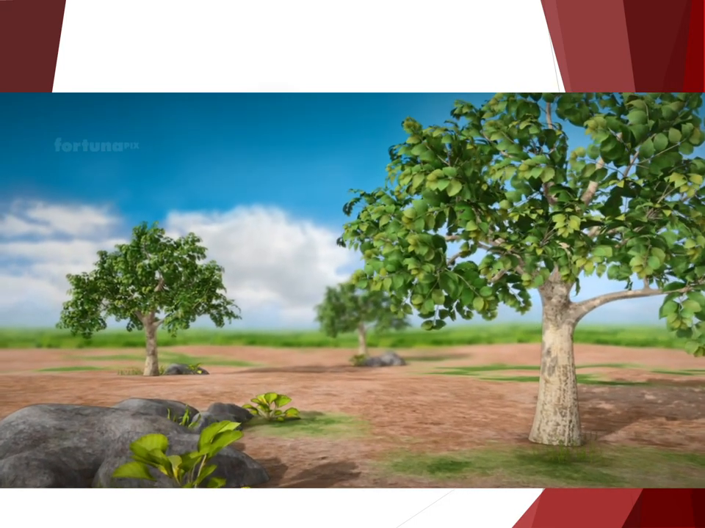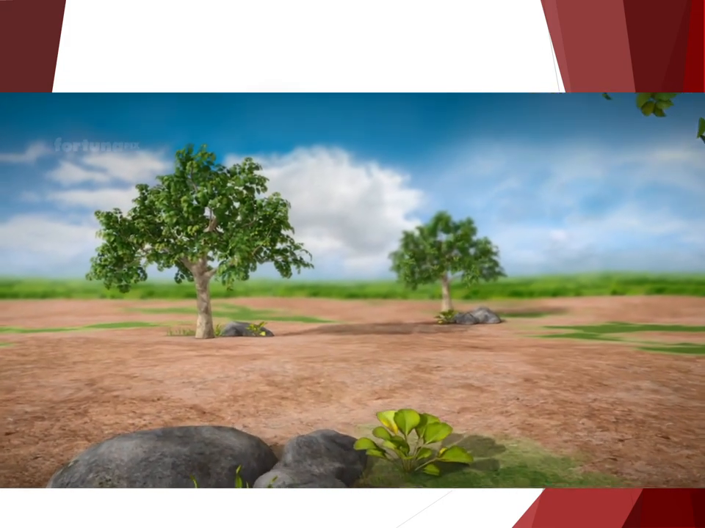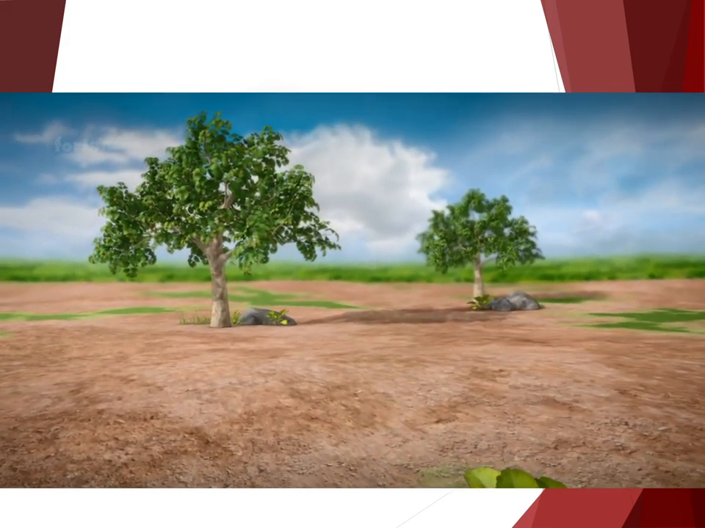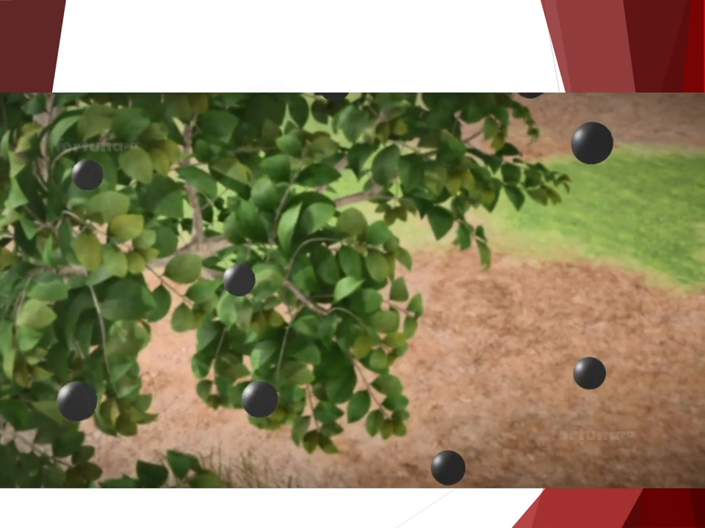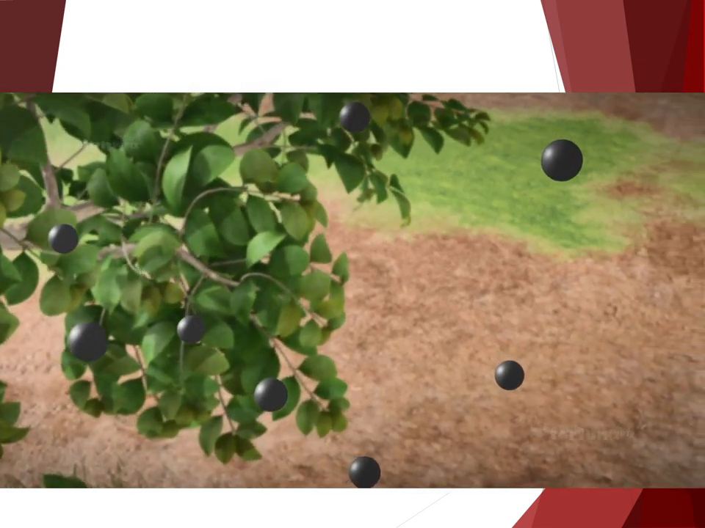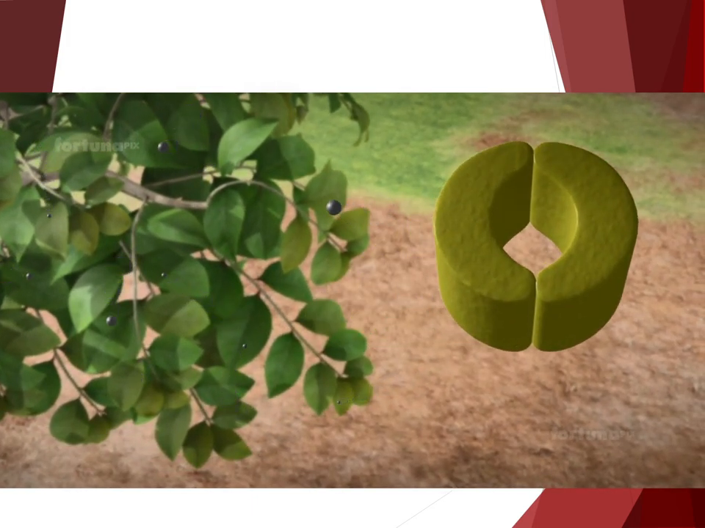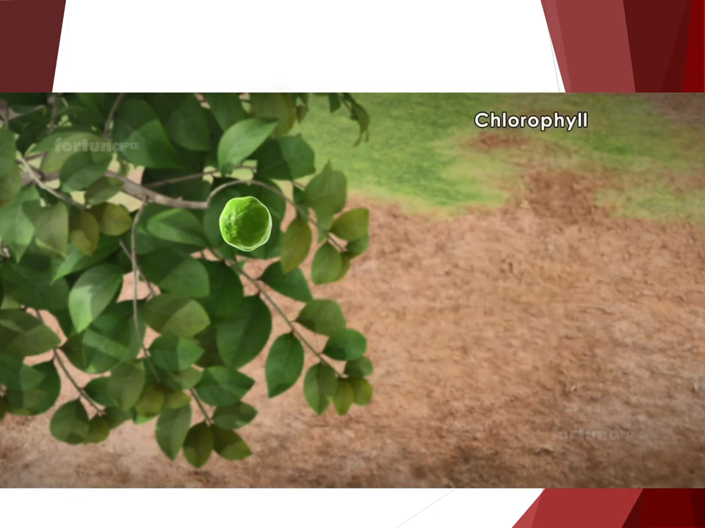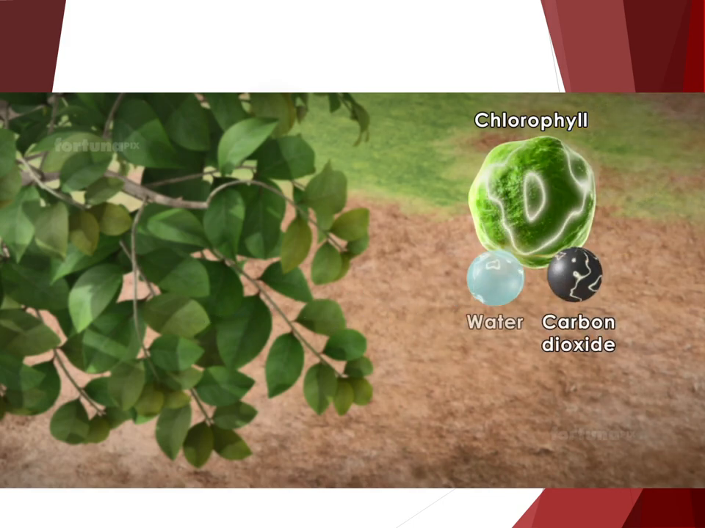Let's take a closer look at the process of how plants are able to make their own food using sunlight during this process of photosynthesis. Roots will draw water from the soil and transport it to the leaves through the stem. The carbon dioxide from the air around us will enter the leaves through tiny openings called stomata.